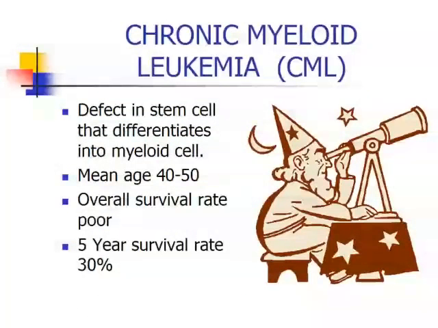Chronic myeloid leukemia is from a mutation in the stem cell that differentiates into the myeloid cell. The normal myeloid cell will continue to be produced, but there's a preference for the immature forms as well. There is uncontrolled proliferation of the cells. It's uncommon in people under the age of 20, but the mean age is around 40 to 50. The disease can remain in the chronic form for a while, but once it becomes acute, the overall survival rate rarely exceeds several months. So the 5-year survival rate is around 30%.